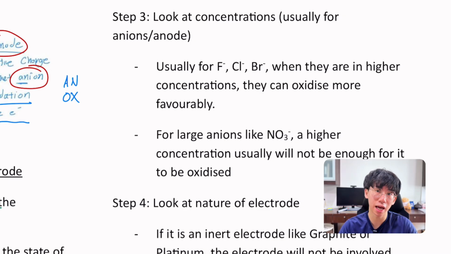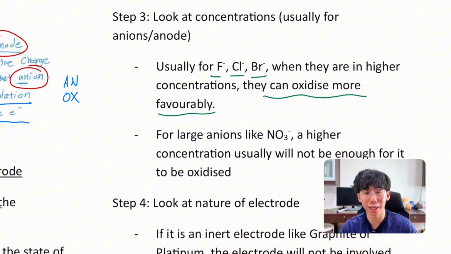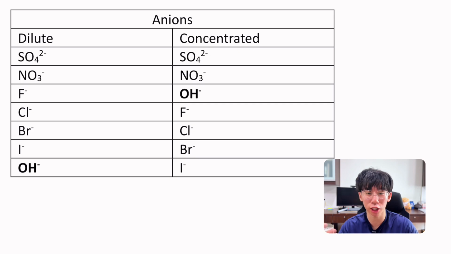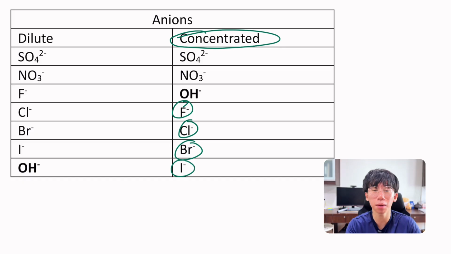If you look at the anion table for the ease of discharge, usually for your halogens, which is your F-, your Cl-, your Br-, when they are in higher concentrations, they can oxidize more favorably. You can tell because from the ease of discharge table, let's say it's a concentrated solution, your F-, Cl-, Br-, or even I- will be easier to discharge compared to your OH-. So in a concentrated aqueous solution, these halogens will usually win the discharge battle.